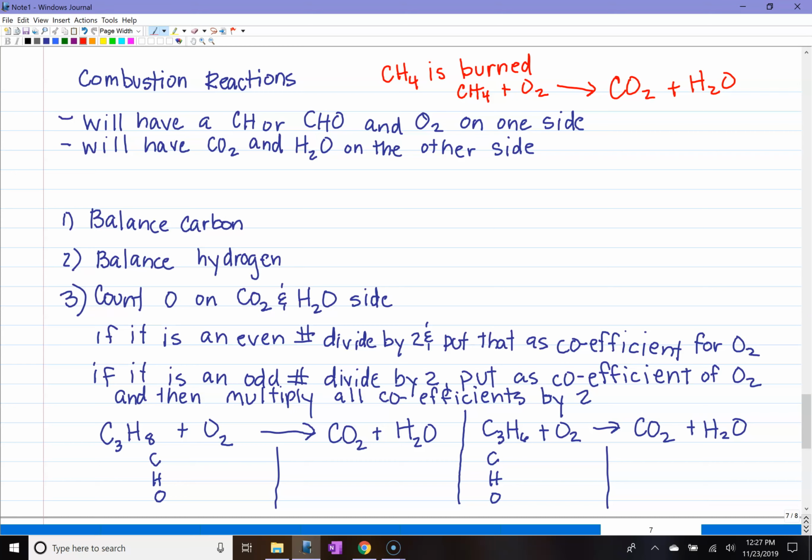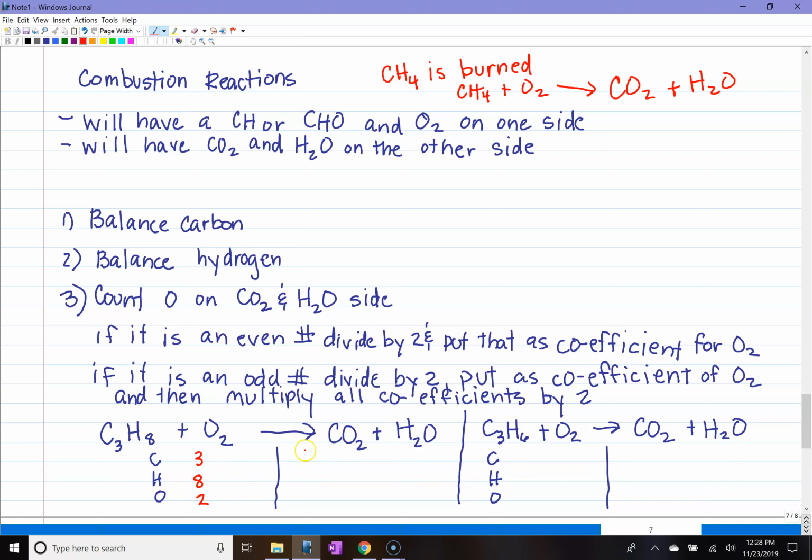If that's an even number, you would simply divide that number by 2 and put it as the coefficient for O2. If it's an odd number, you would still divide it by 2, put that coefficient in front of O2, but then remember, we can't have a decimal number as a coefficient, so we would have to multiply all the coefficients by 2. For instance, in C3H8 plus O2, we have 3 carbons, we have 8 hydrogens, and 2 oxygens.